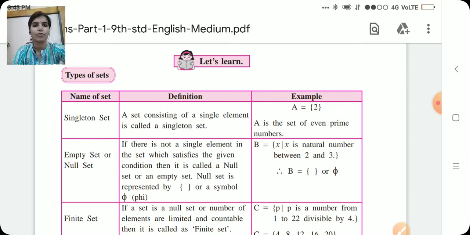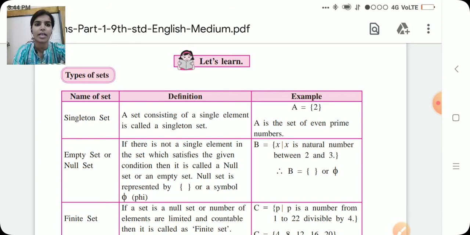So first, all of you know that a set is a collection of objects. Objects mean anything. Then our first type is a singleton set. A set consisting of a single element is called a singleton set. That means only one element is in that set.